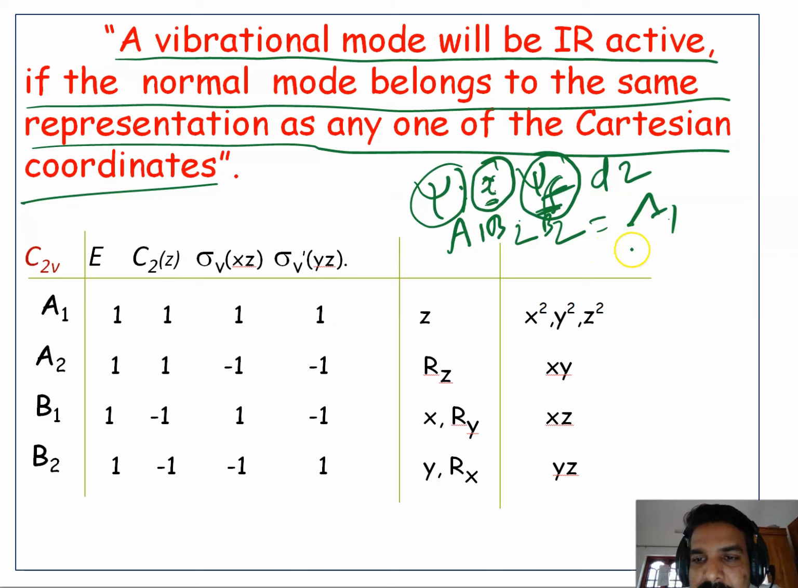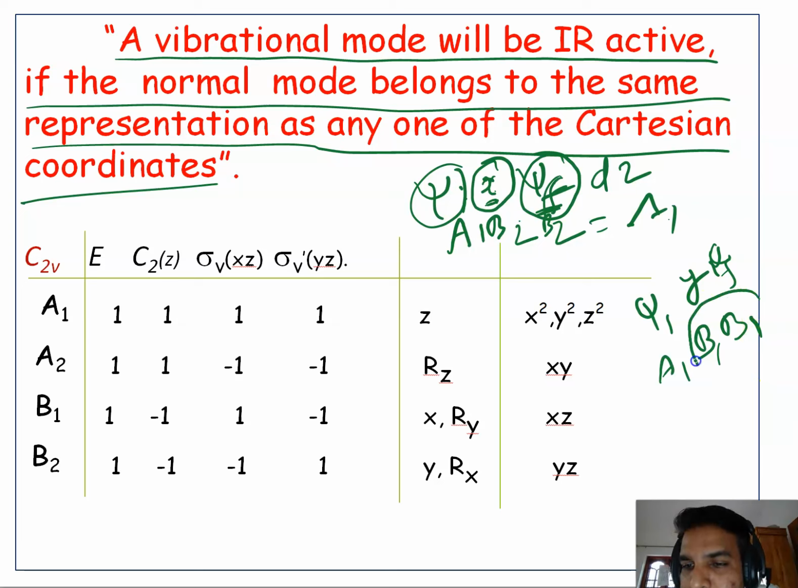Or otherwise we can say that psi i is always equal to A1, and y is, suppose, another symmetry, say B1. Then psi f also should be B1. Then only B1 into B1 is equal to A1, and A1 into A1 becomes A1, totally symmetric. The integrand is totally symmetric, so the integration will be non-zero and the mode will be IR active. So this is our conclusion.